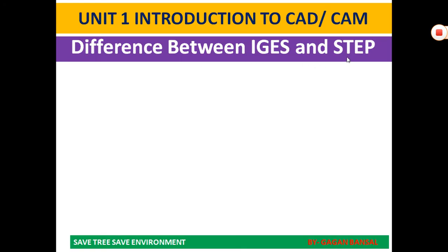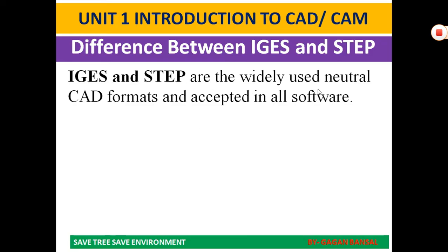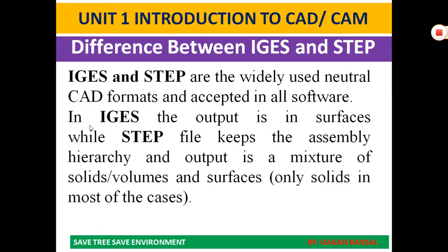Difference between IGES and STEP, very important. There are certain similarities, that they both are neutral file formats, but there are some important differences also. Let's see. IGES and STEP are the widely used neutral CAD formats and are accepted in all software, as we have just seen. In IGES, the output is in surfaces, while in STEP, the file keeps the assembly hierarchy and the output is a mixture of solid volumes and surfaces. Only solid in most of the cases. That means it is basically used for solid modeling, whereas IGES is used for surface modeling.